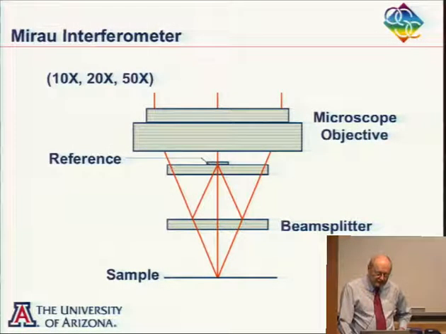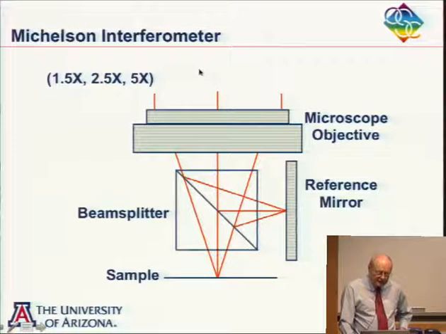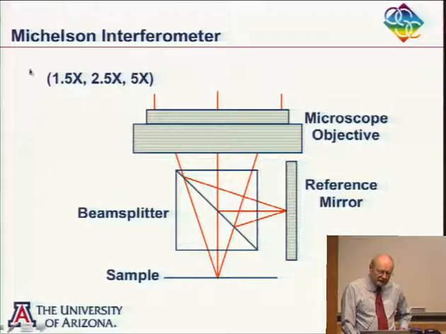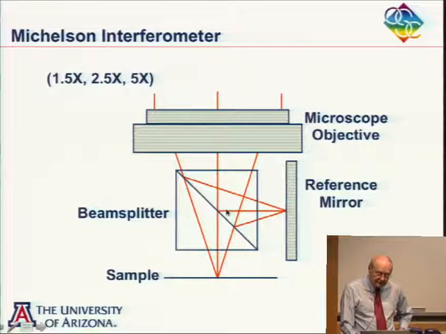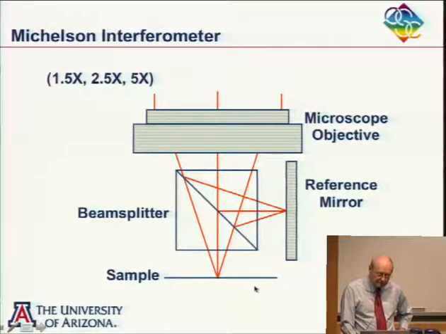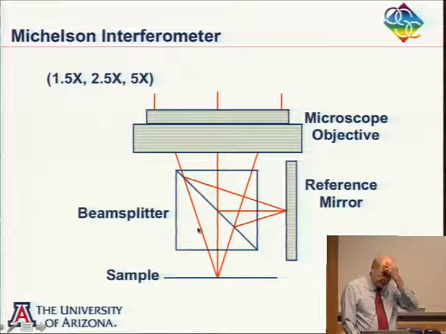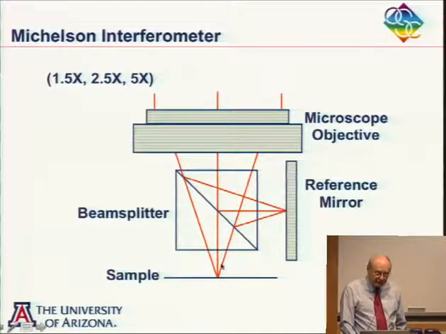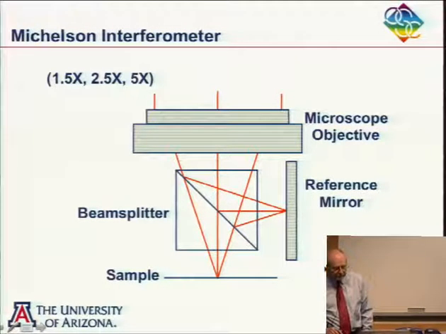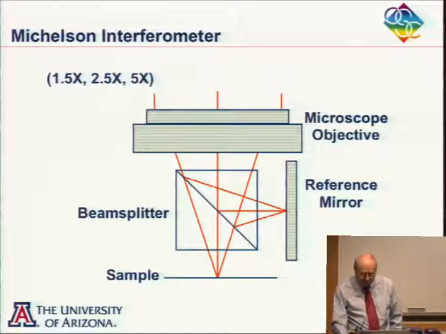So that's the Mirau. And as I said, it's used generally at medium magnifications. At low magnifications, people often use a Michelson. So here we have the objective, a cube beam splitter, a reference, and a sample. With a cube beam splitter, again, we can match the paths in the interferometer, and we have the same amount of glass in both arms of the interferometer. So you don't have to worry about a real narrow bandwidth.